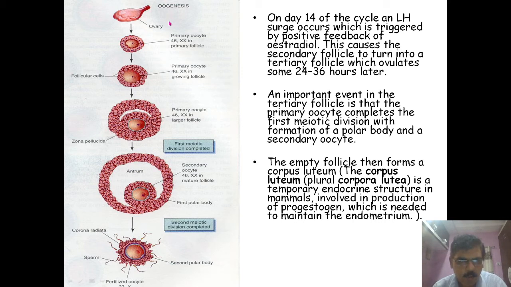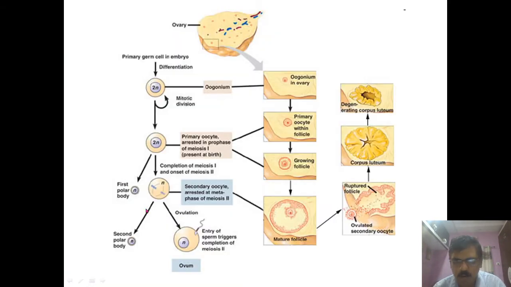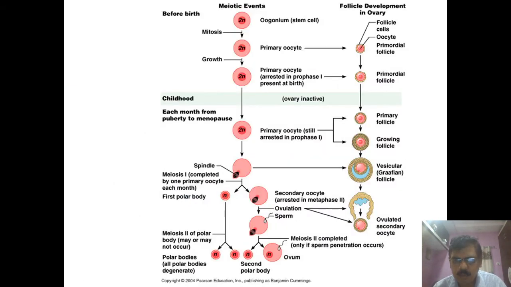This is the ovary from where the primary oocyte is formed, which gives rise to the secondary oocyte. This is the primary oocyte with the zona pellucida covering it, and then this is a maturing follicle. After the first meiotic division, it has the antrum, and the first polar body is released. So this is the process of how oogenesis occurs.